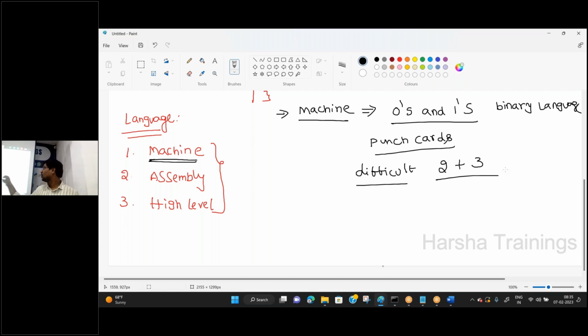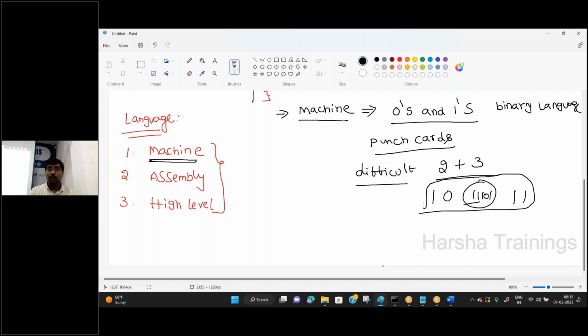Computer does not understand 2, computer does not understand plus, computer does not understand 3. You need to write 2 in the form of binary, 3 in the form of binary, and plus is also in the form of binary. Assume this is plus. Then only the system understands. Now, what is the problem for the user? It is very difficult to remember.